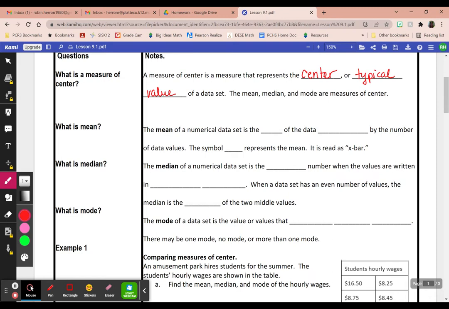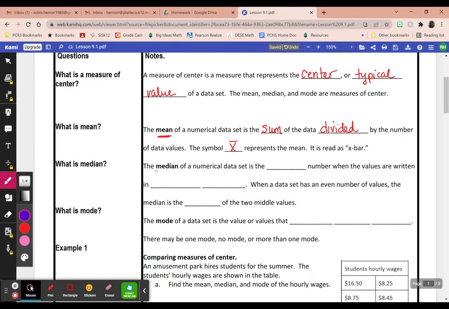Okay. The mean of a numerical set is the sum, which means you're going to add all the numbers together, of the data, right? So the sum of all the numbers divided by the number of data values. So you add them all up and divide by how many there are. The symbol X with a bar over top represents the mean. It's read as X bar, which should make sense.